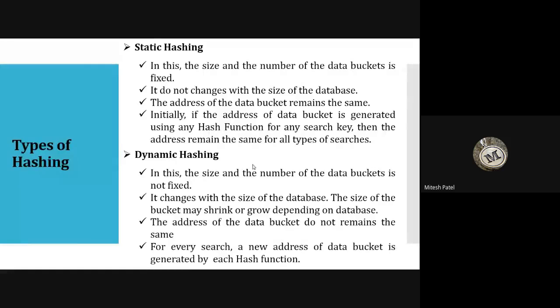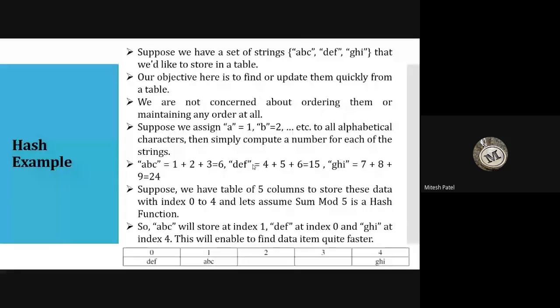The address of the data buckets does not remain the same because it is dynamic, so every time it will change. For every search, a new address of the data bucket is generated by the hash functions. That is the difference between the types of static hash and dynamic hash. Let's see one example.